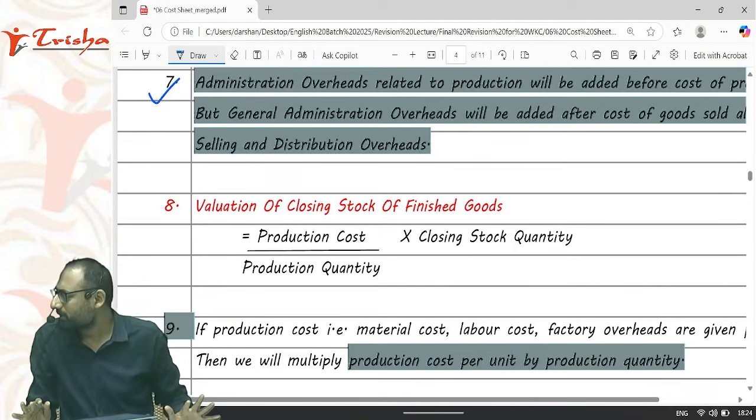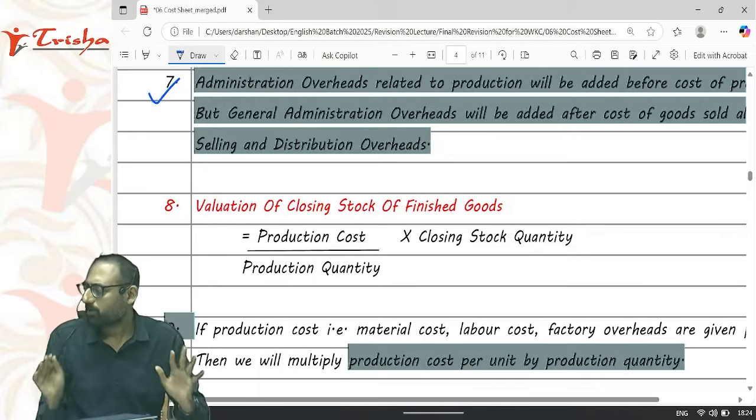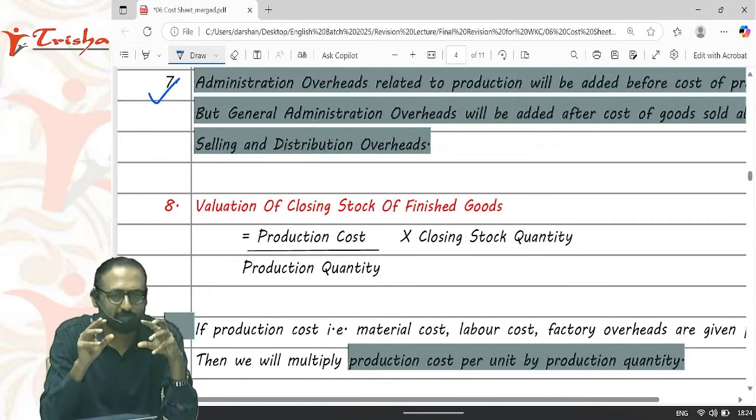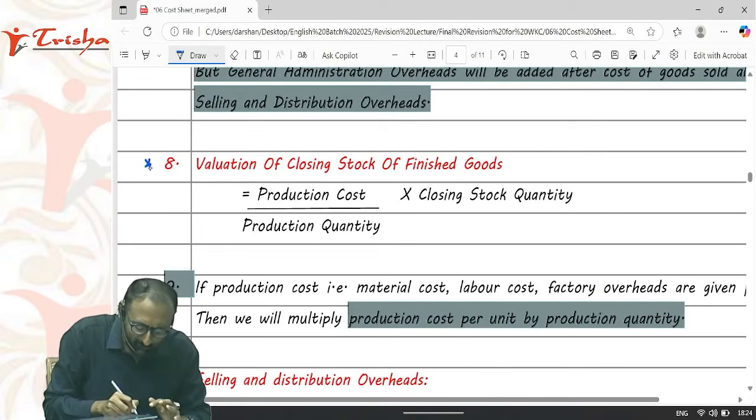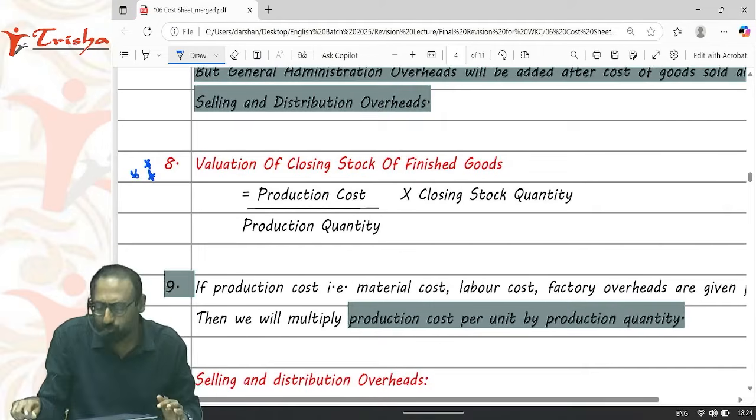Most important part, guys. Online students, please concentrate. Yes, face-to-face batch, online students, please concentrate. Please note down this as a most important adjustment of the cost sheet: how to value closing stock.